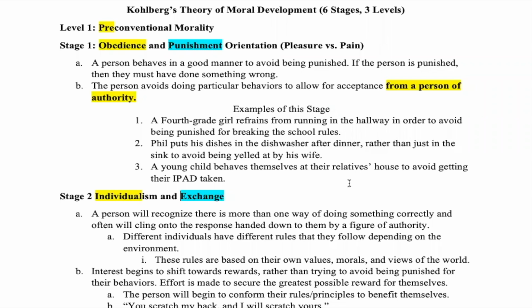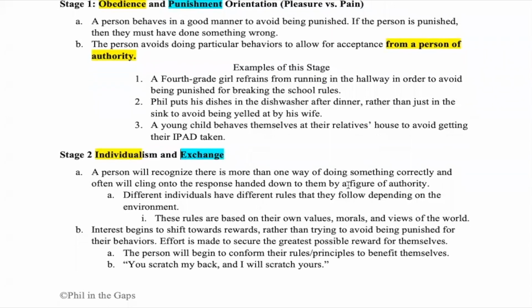And let's say we have a parent on the other side of the river that's more passive and it's like, you can do whatever you want. So this kid is jumping all around, flying like they have a cape on. They're talking back. They don't really respect the parent. So that would be where that child is identified: I can sacrifice a little bit for this parent that's going to let me do whatever I want. But this other parent, man, I know darn well that I got to behave myself. So that is where these rules are based on their own values, morals, and views of the world. But again, that is why they will start pitting people against one another, because interest begins to shift towards rewards rather than trying to avoid being punished for their behaviors.